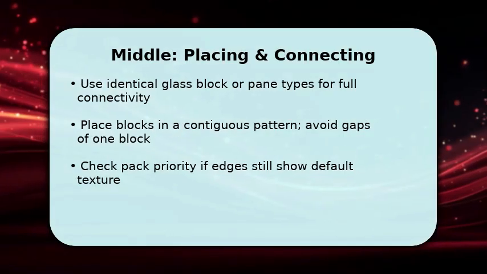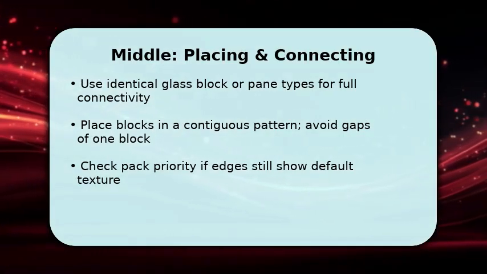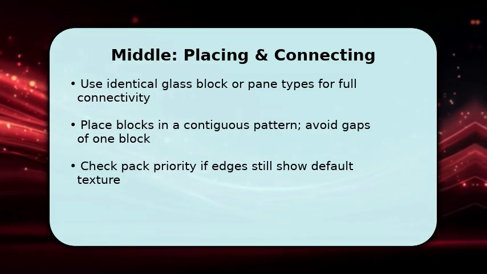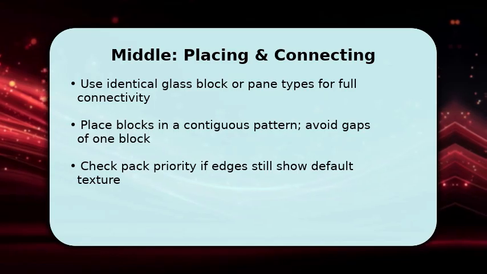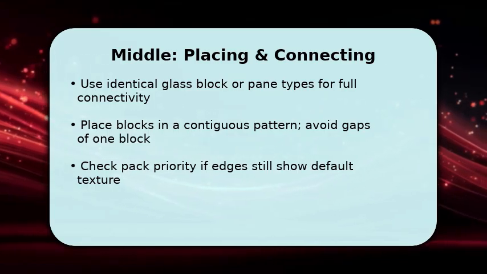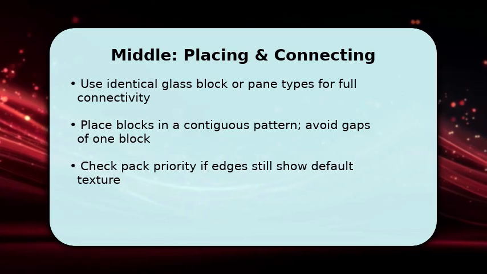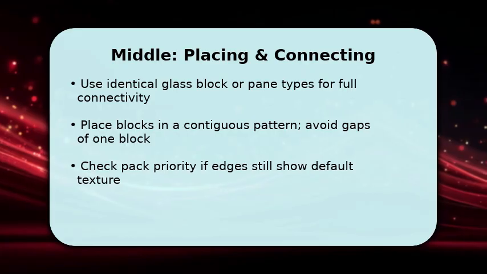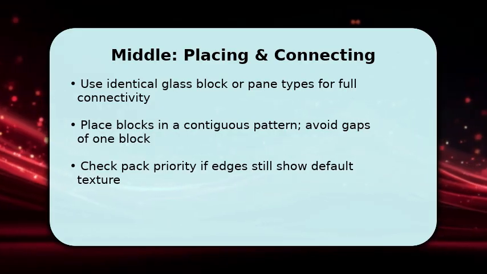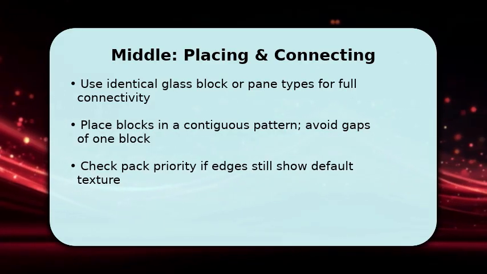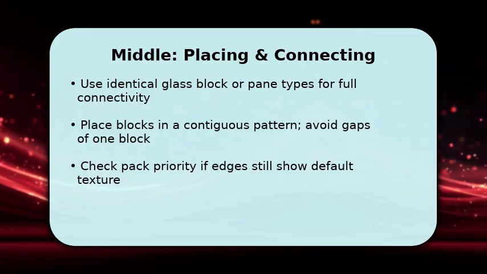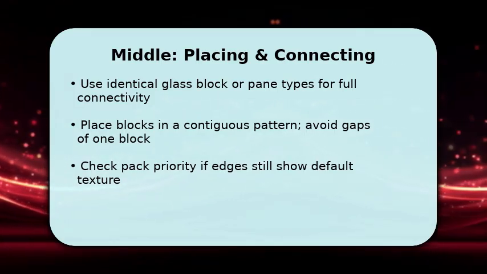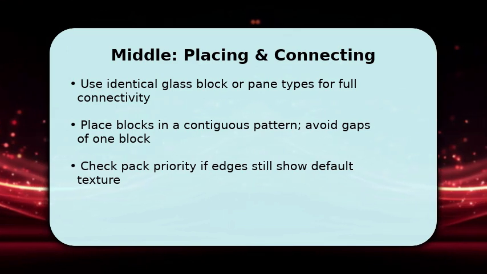Once in the world, you need to place identical glass blocks or panes in continuous patterns so the resource pack can swap edges into connected variants. Place glass in runs or panels. Connected textures detect adjacent same ID blocks, so mixing types breaks the effect. Make sure to rebuild any sections that were loaded before the pack was active, because chunk data can cache old textures. If edges still look wrong, return to Settings and confirm the pack is highest priority, then reload the world to force a texture refresh.